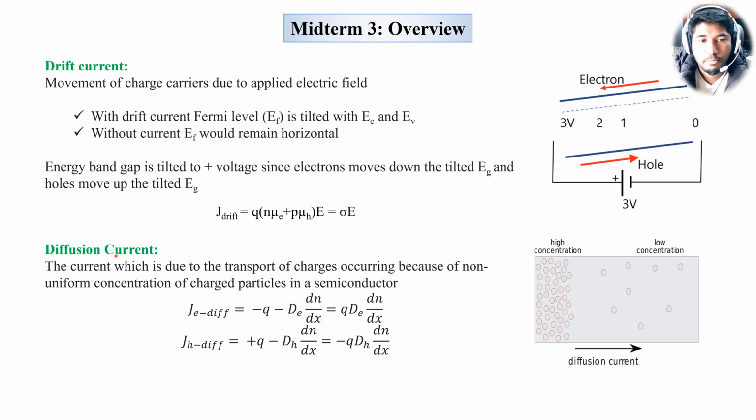Now the diffusion current. The diffusion current is due to the transport of charge occurring because of non-uniform concentration of charged particles in a semiconductor. Actually, non-uniform concentration means here you can see high concentration of electrons, here low concentration of electrons. So naturally electrons go from high concentration to low concentration, that is diffused. Electrons diffuse from high to low concentration, and that's why the name is diffusion current. And the diffusion current is calculated by this equation. This is electron diffusion current, this is whole diffusion current.